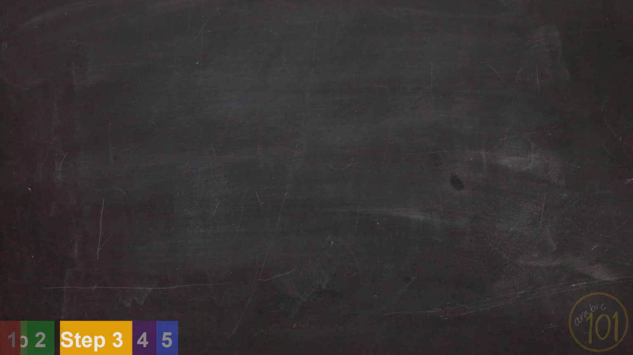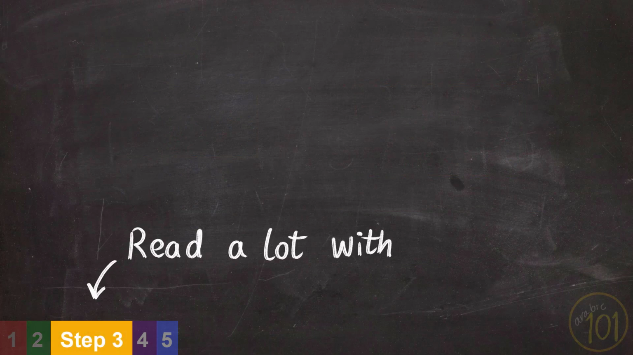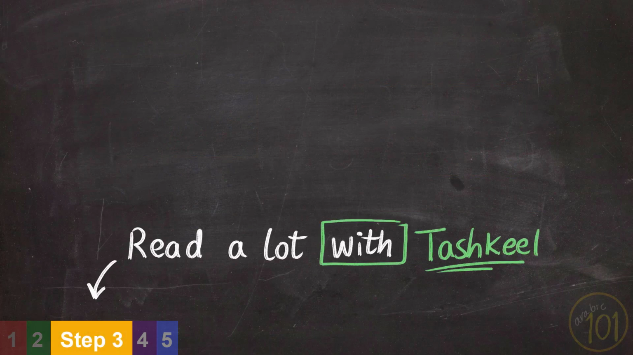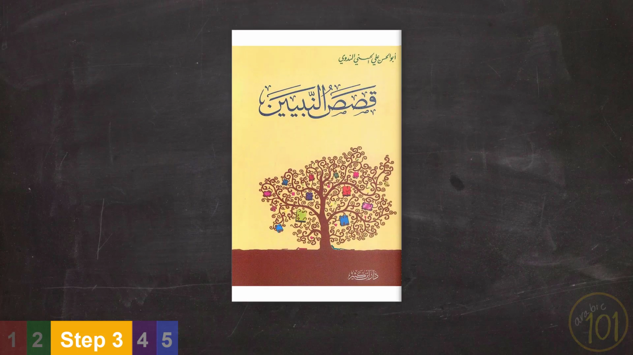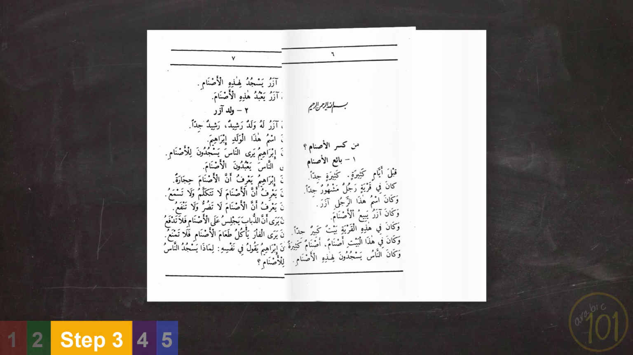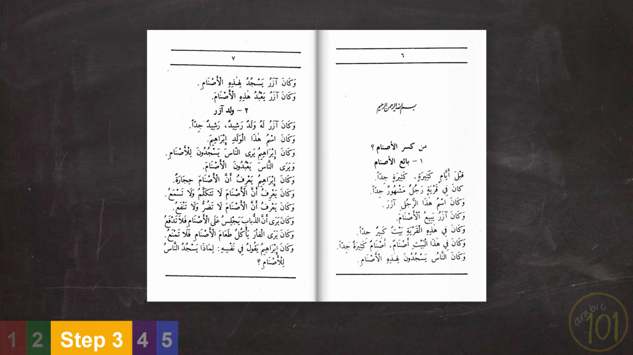Step number 3 was reading a lot of text with tashkeel. But where can I find that, and what is the best source for this? Well, then I give you this source, which is possibly the most important one. It is a book called النبيين. This book contains lots of texts in full tashkeel.